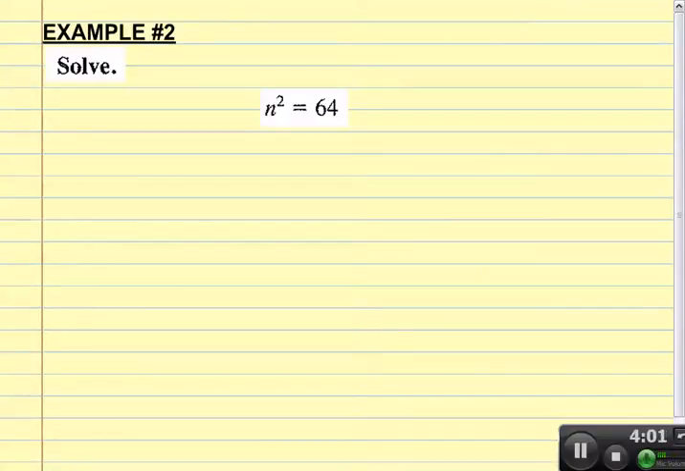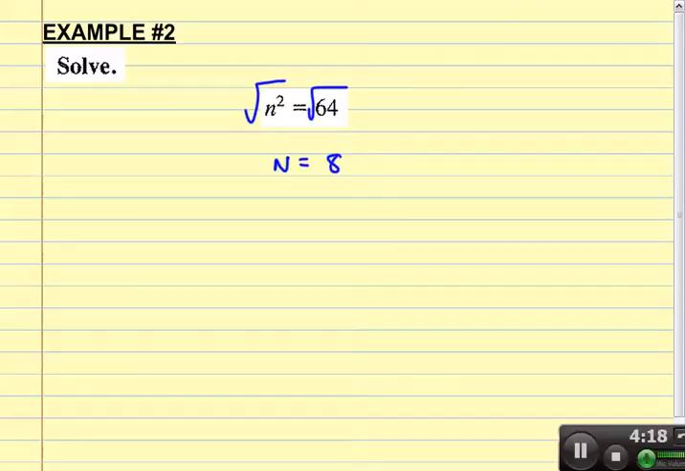N squared equals 64. Easy. Whatever I do to one side, I have to do to the other. I don't want to know what n squared is. I want to know what n equals. So I take the square root of this side to make it n, and I take the square root of that side, and that equals 8.